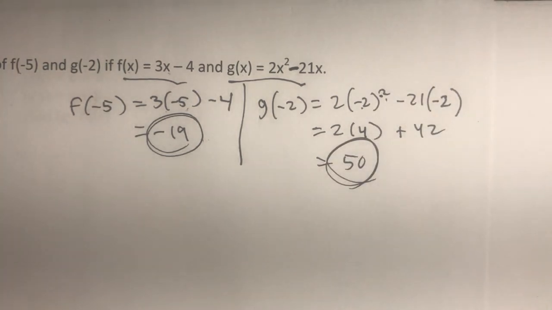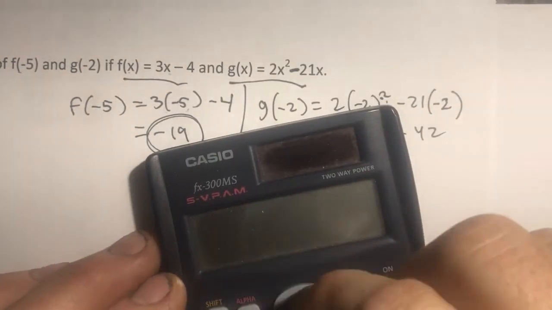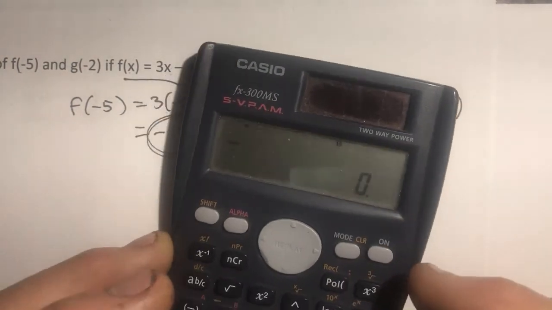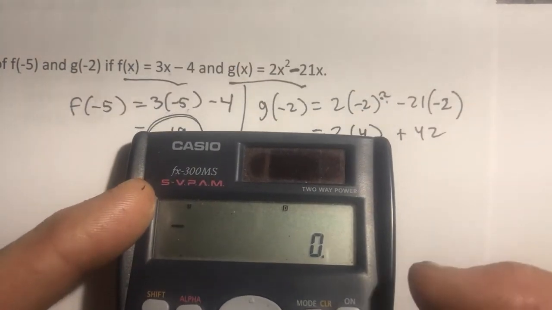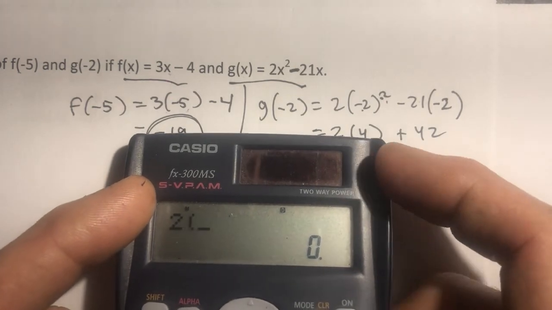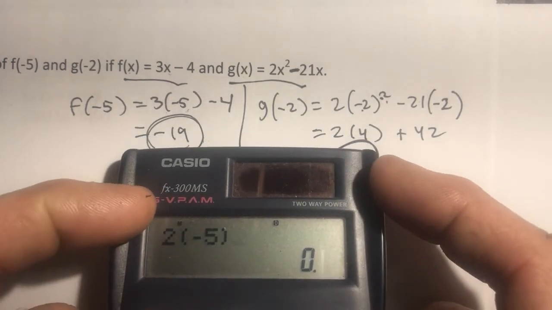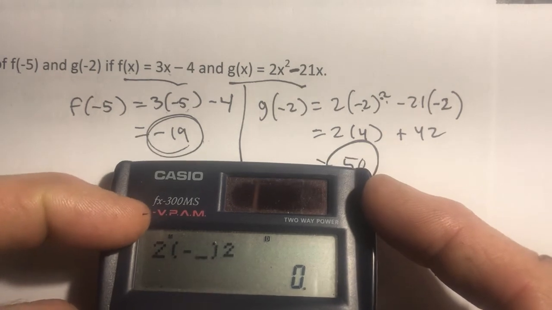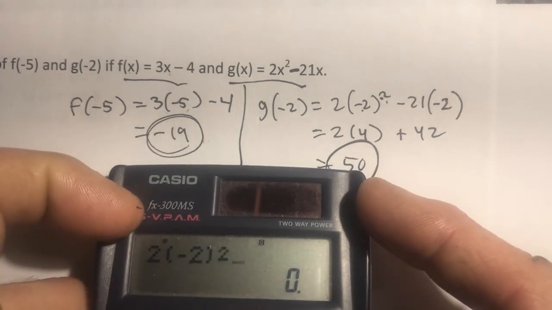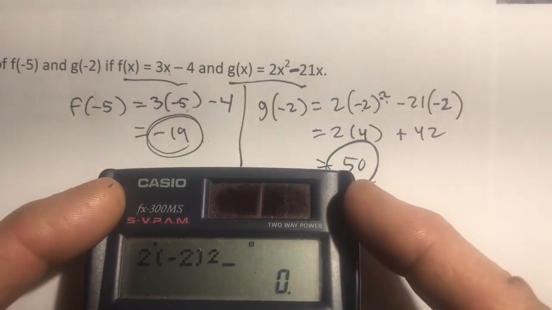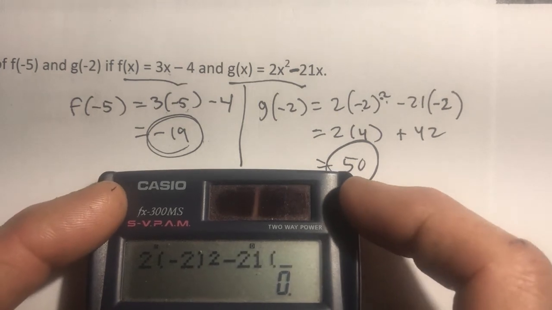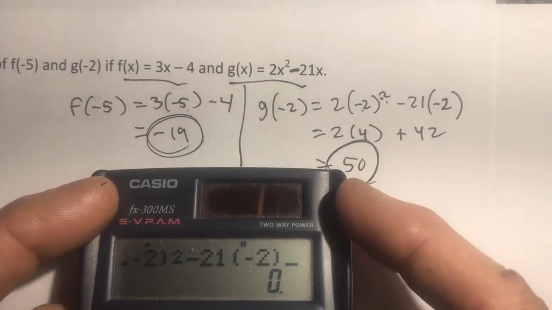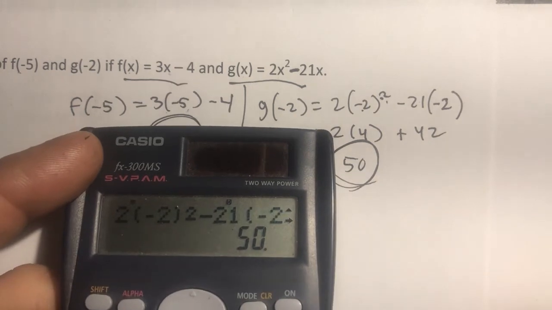Now there's nothing wrong with just typing in the calculator. So here's the calculator. If I type that in, I'm going to have 2, and then I'm going to have -2 in parentheses squared. Oh, I hit 5 for some reason. Minus 21, and in parentheses a -2 again, and look there, 50. So we did it right.